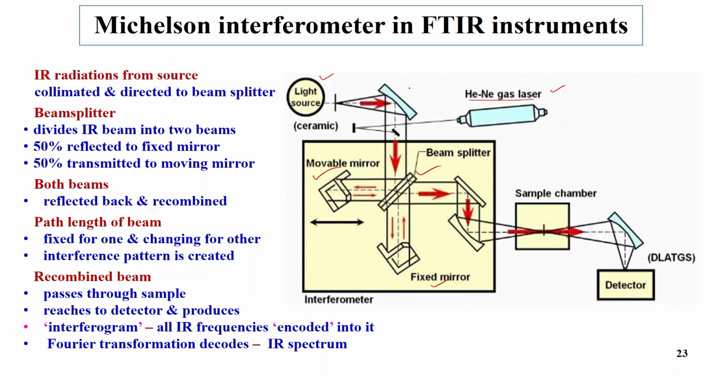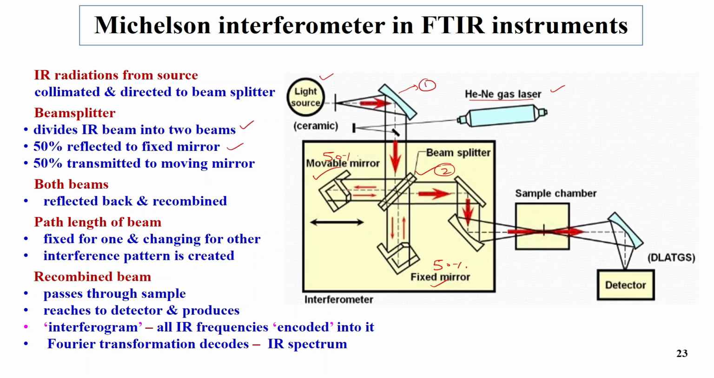So this is a collimator, and the beam is collimated by a collimating mirror and directed to the beam splitter. So this is the beam splitter. The beam splitter divides the IR beam into two beams: 50% is reflected to the fixed mirror, and the other 50% is transmitted to the movable mirror.